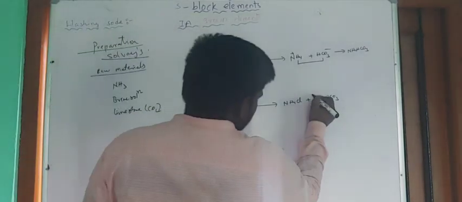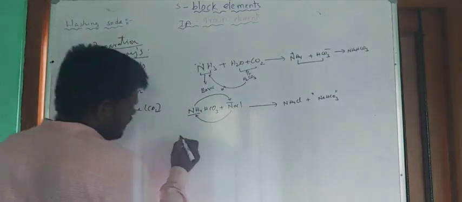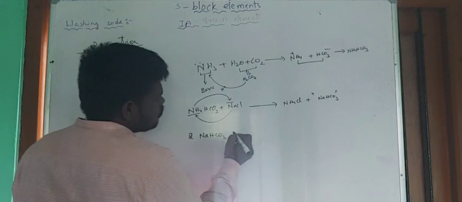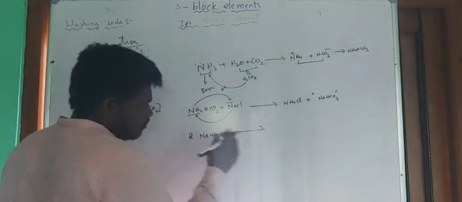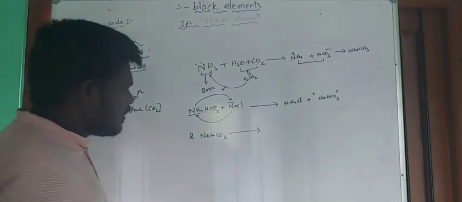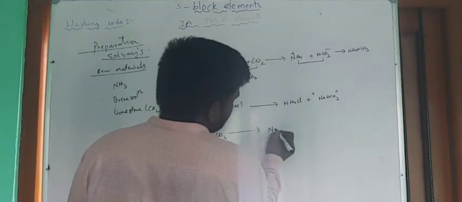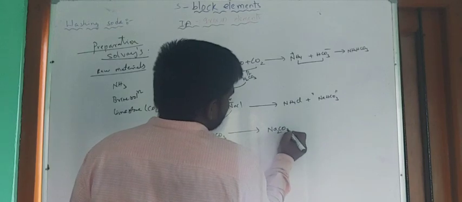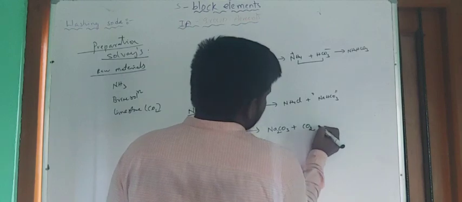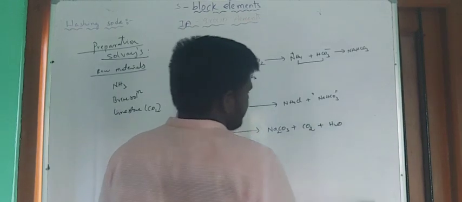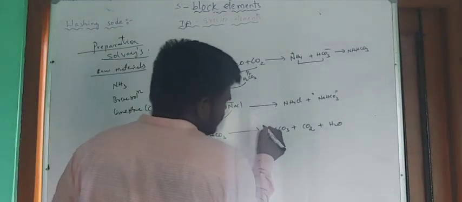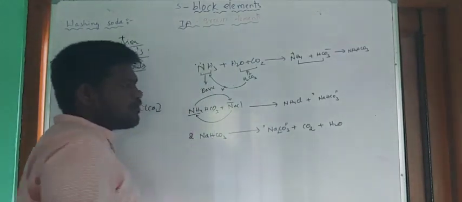Now this is our desired product, and when you heat 2 moles of NaHCO3, it decomposes to give Na2CO3 plus carbon dioxide gas plus water. So these are the things we can get here. This is our desired product, sodium carbonate.